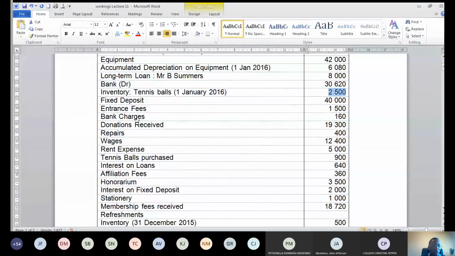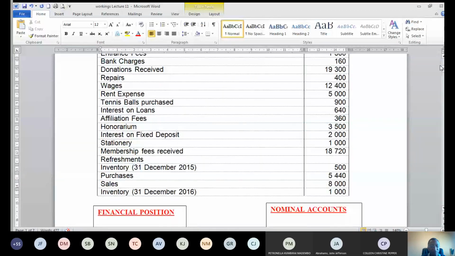We've got entrance fees, there's bank charges, there's donation, repairs, wages, rent expense, tennis balls purchase, interest on loan, affiliation fee, honorarium, interest on fixed deposit, stationery, membership fees received, and then they will tell you as far as your refreshments is concerned, at the beginning of the year, the 31st of December 2015, there was 500 rand worth of refreshments. Purchases: we bought refreshments for 5,440. Sales, that is the sales of refreshments: we sold refreshments for 8,000 rand. And at the end of the financial year, we have still got 1,000 rand left of our inventory.